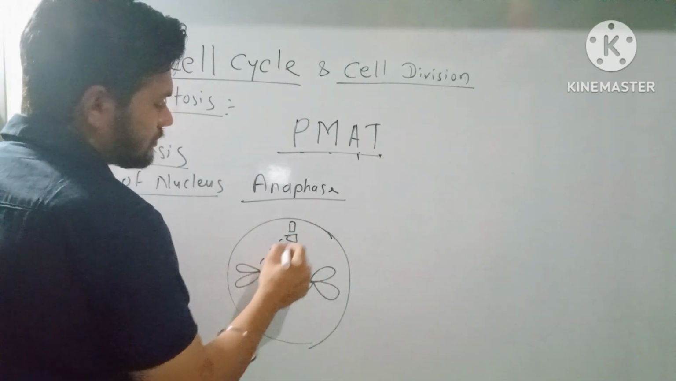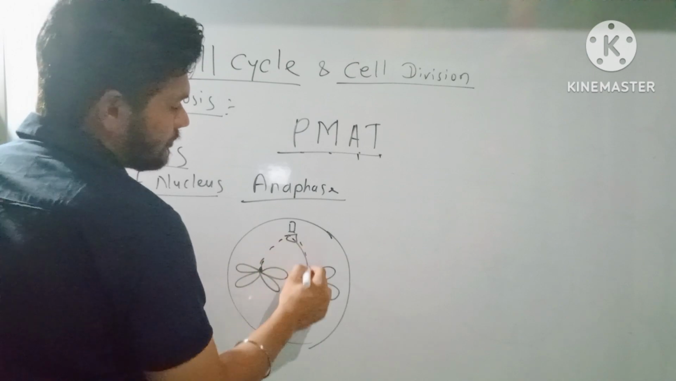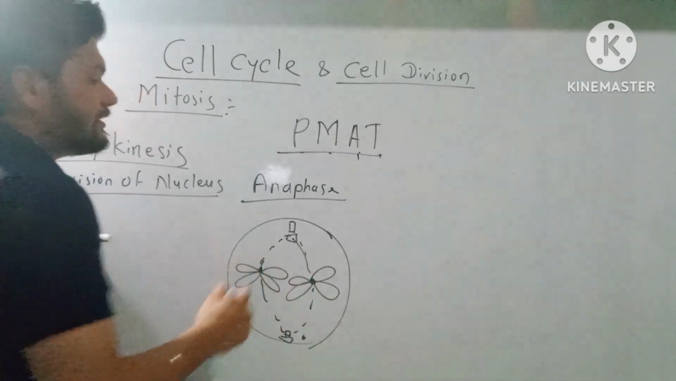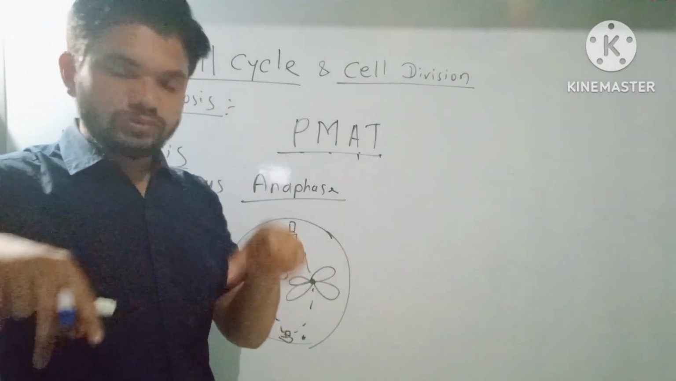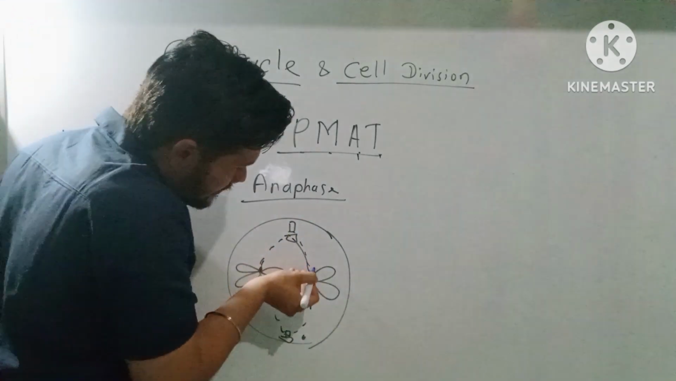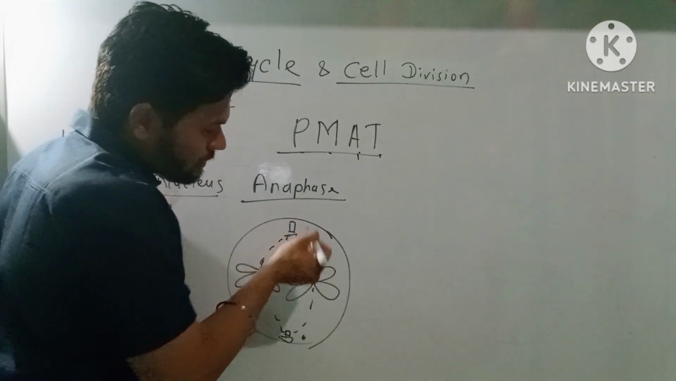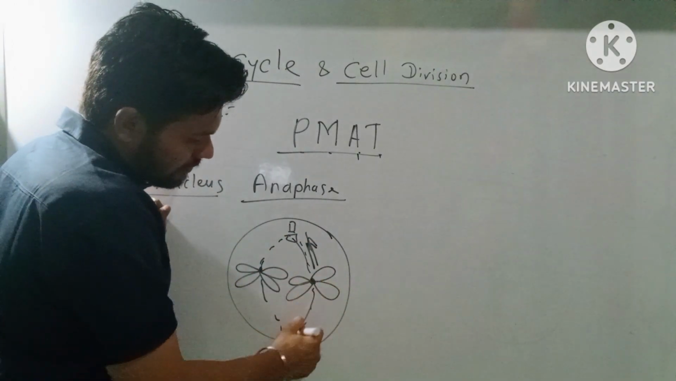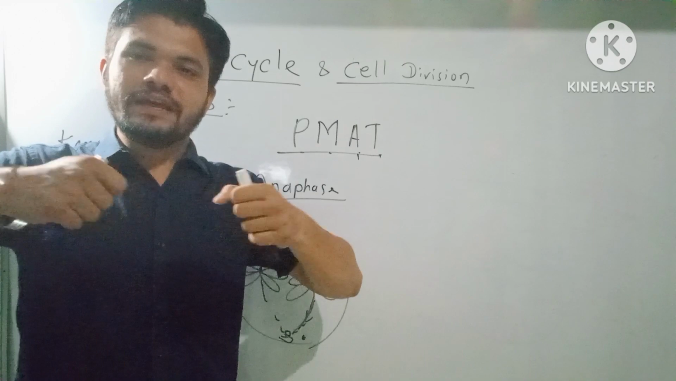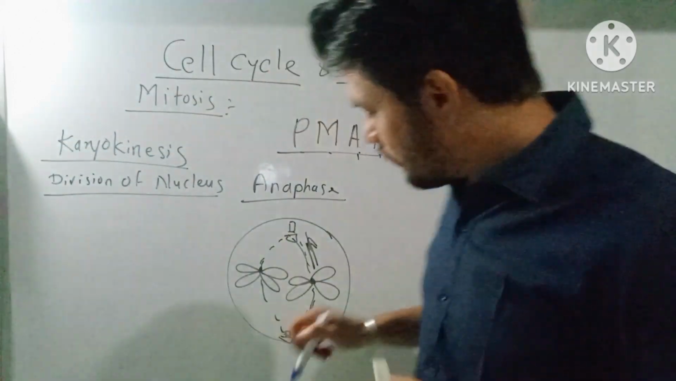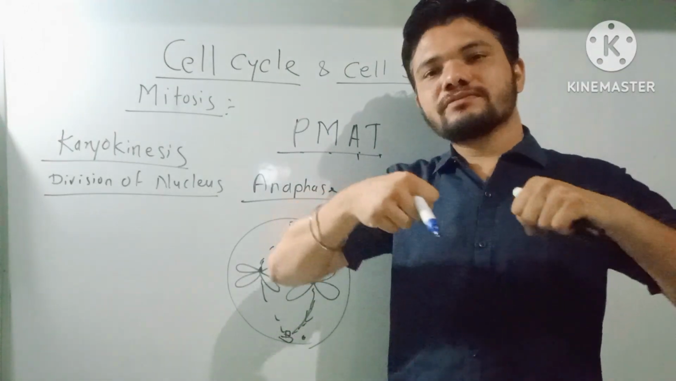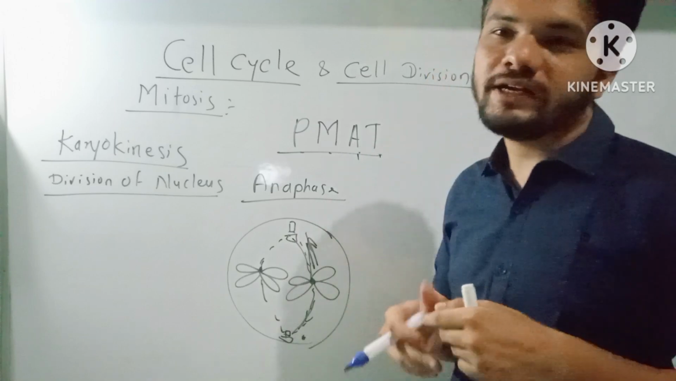So what happens is these spindle fibers are pulling these sister chromatids, right? Pulling these sister chromatids opposite to each other, pulling towards the poles of the cells, right? These spindle fibers are pulling this sister chromatid to this pole, and the spindle fibers are pulling these sister chromatids to this pole. So it's like the rope is tied on this centromere, and these ropes are pulling these sister chromatids opposite to each other.